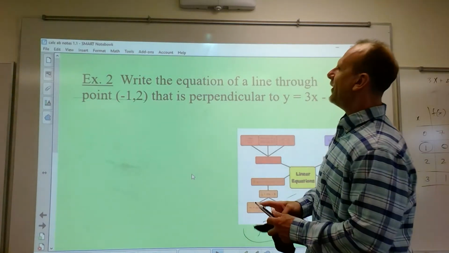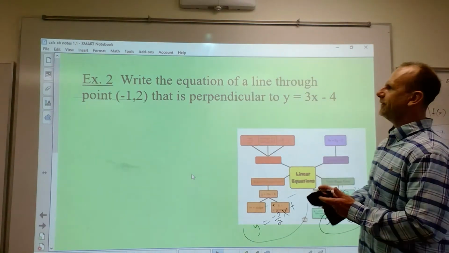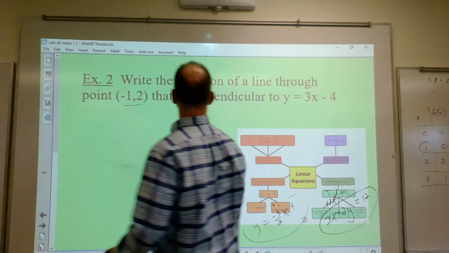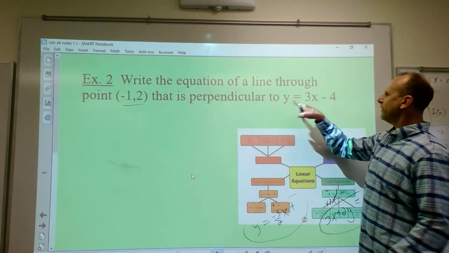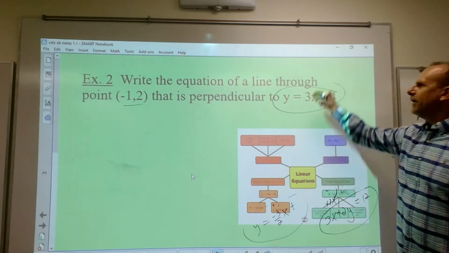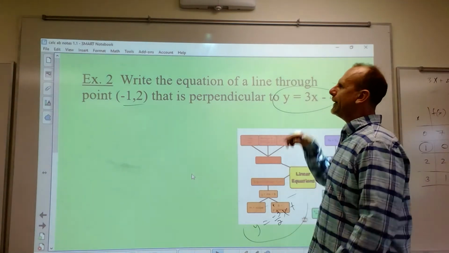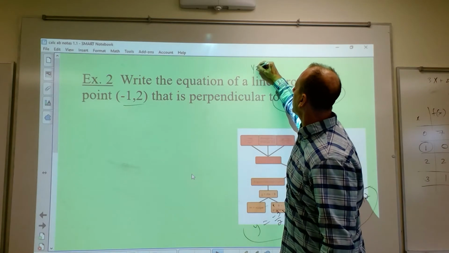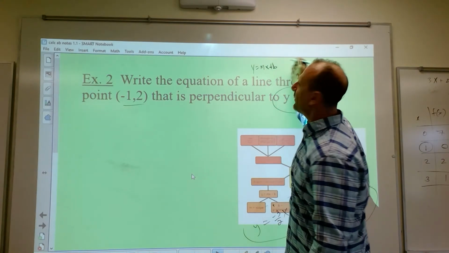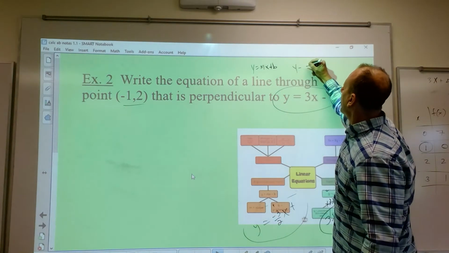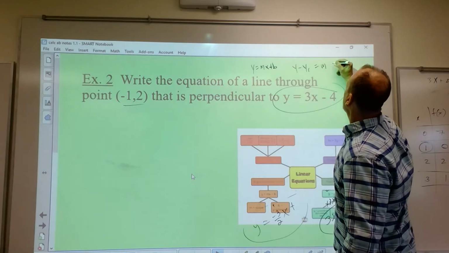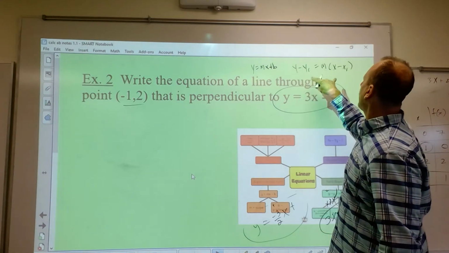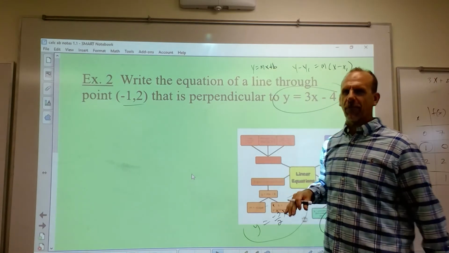So example 2 says, write the equation of a line, so one of those 3 forms, with this point that is perpendicular to this equation. Okay, so let's see here. Write an equation of a line. Y equals mx plus b is an equation of the line. Y minus y1 equals m times x minus x1 is called point slope form. This is called slope intercept form.